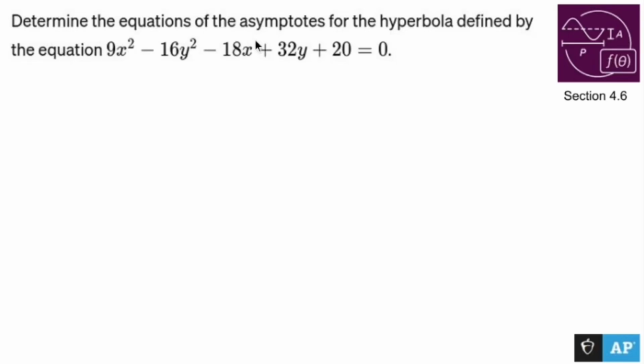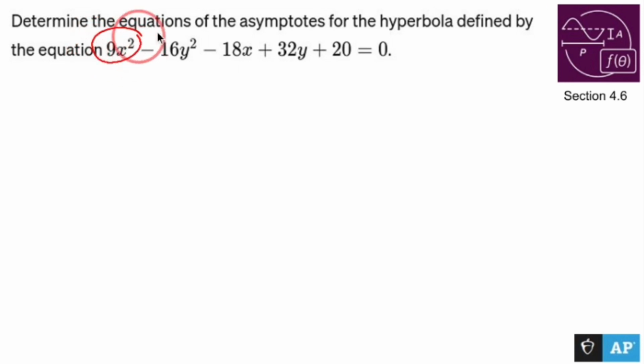Determine the equations of the asymptotes for the hyperbola defined by the equation 3x^2 - 16y^2 - 18x + 32y + 20 = 0. All right. If you're looking at this and saying, that doesn't look like a hyperbola, you're absolutely right. Hyperbolas are supposed to look like something squared over something minus something squared over something equals 1. And that's not this at all. So we have to make it look like that, and this is the process that we do it.